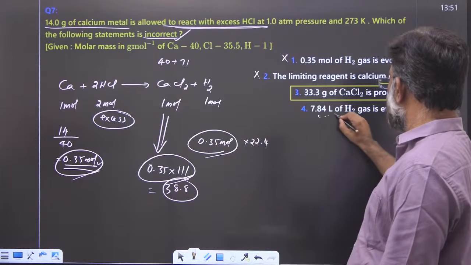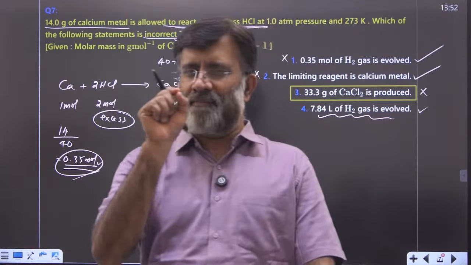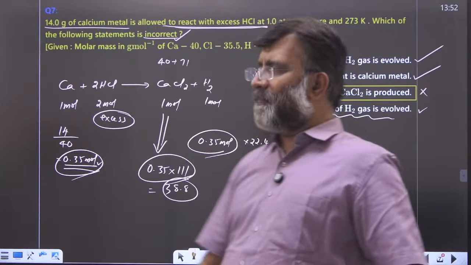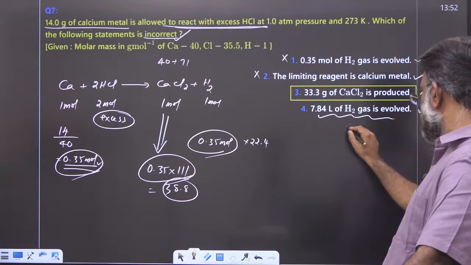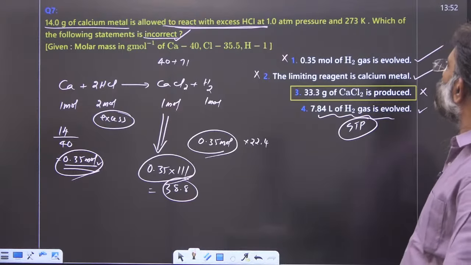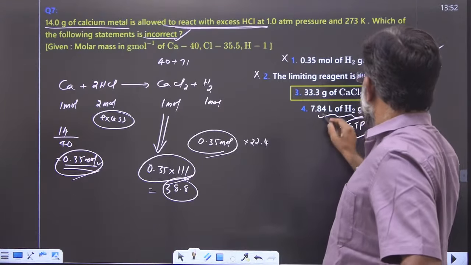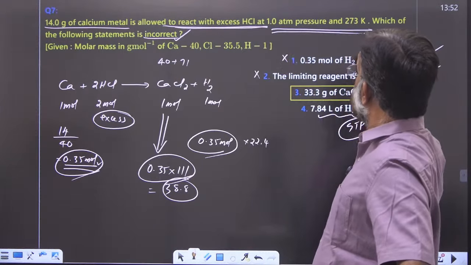But there is a problem in this comment. The fourth statement carries a small mistake. What is the mistake? STP should be mentioned, it seems it is not mentioned. No, it is mentioned here. No problem. STP is mentioned here.